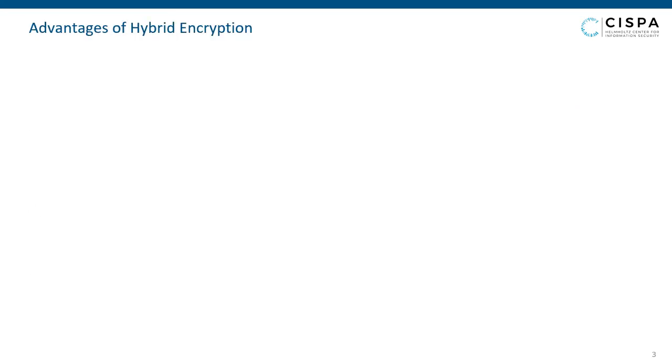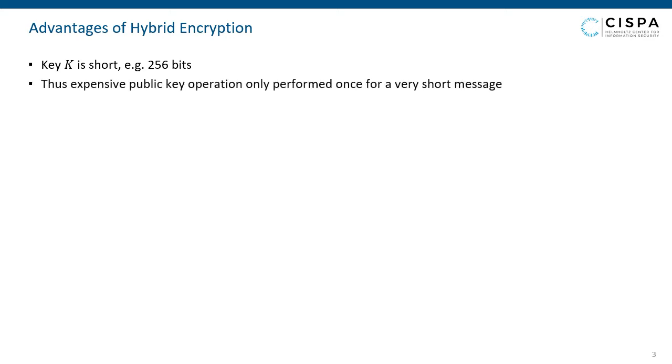The advantages of hybrid key encryption are almost immediate. The key K is short. Typically for AES, the secret key is of size 256 bits. Thus, the expensive public key operations, encryption and decryption, are only performed for a very short message. So we only need to encrypt 256 bits using this expensive operation. And the bulk of work is performed by the fast private key encryption scheme.